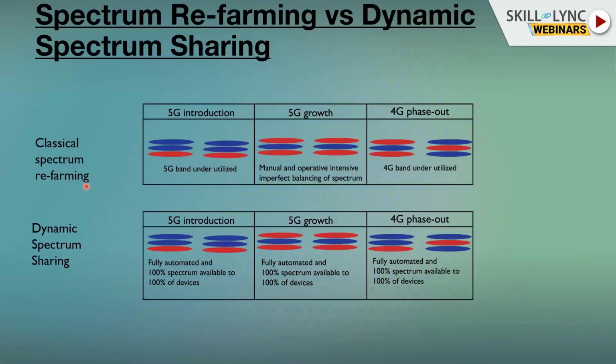So this is us comparing the spectrum refarming versus your dynamic. So this is your classical refarming. As an operator, you're starting to introduce 5G. Your 5G footprint grows, and then eventually you need to start phasing out your 4G, because you're doing your classic spectrum refarming. Therefore, your 4G bands tend to be underutilized. But the advantage of DSS is, you introduce 5G, your 5G traffic volume grows, and your site density grows, and all good and well. But you don't need to phase out your 4G completely, because your devices can use both 4G and 5G in DSS mode.